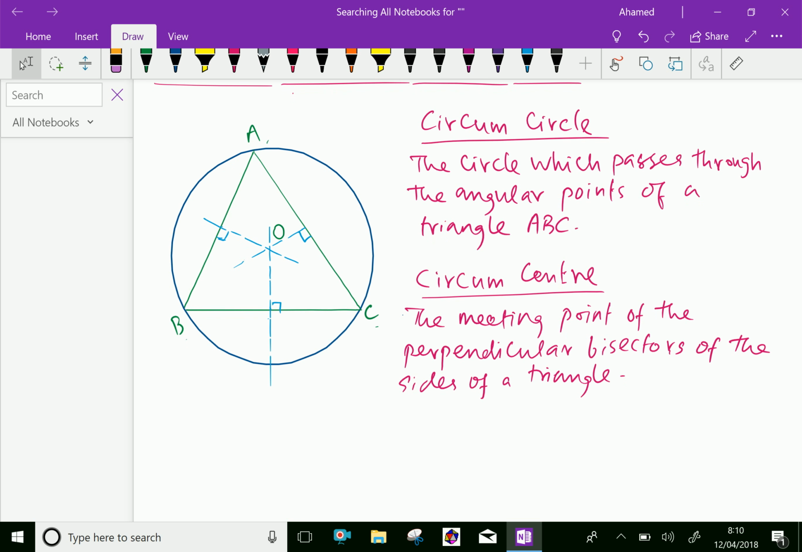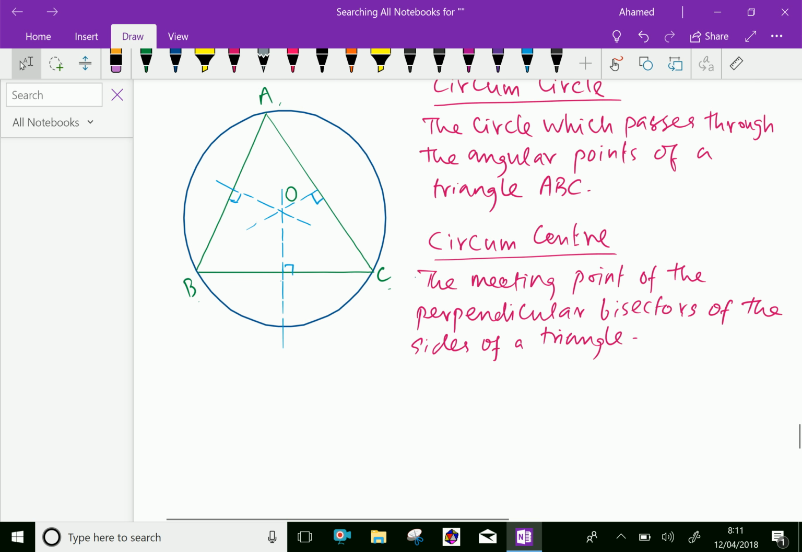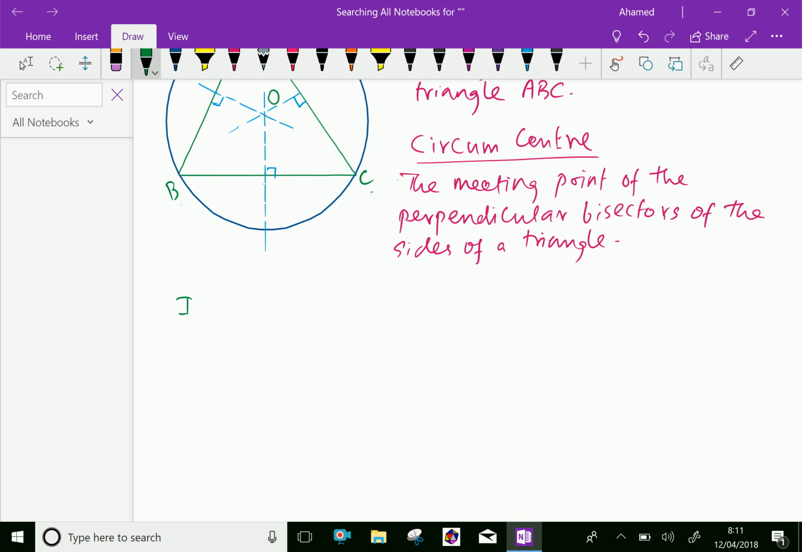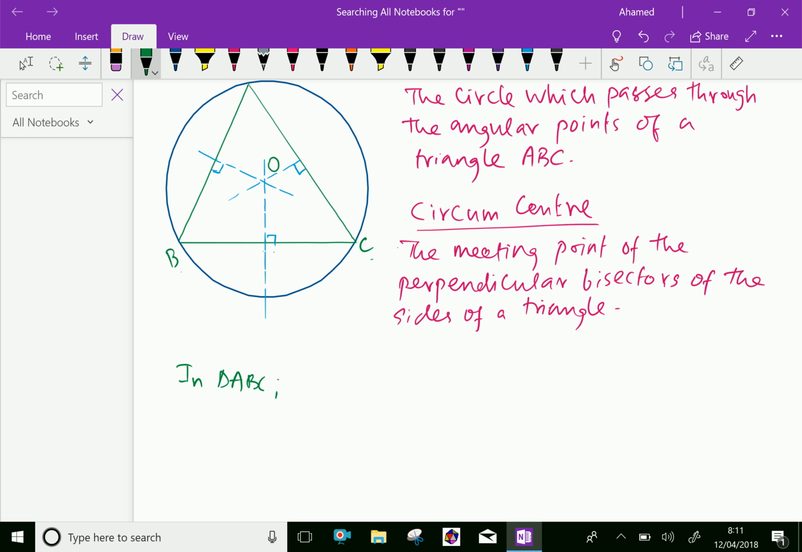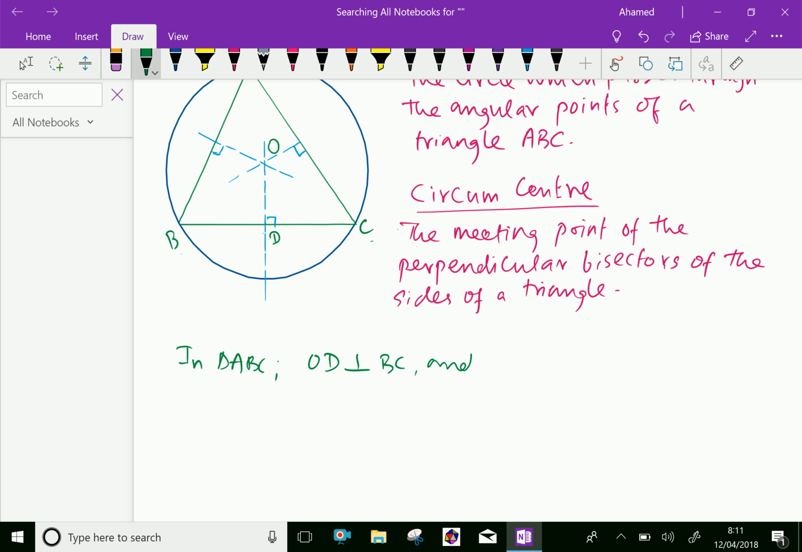Now let us try to find the relation between the radius of the circumcircle and the angle of the triangle, as well as the circumradius. Let us start the proof first. In triangle ABC, suppose we name this point D. OD is perpendicular to BC and BD equals DC. Since OD is a perpendicular bisector, BD is equal to DC.